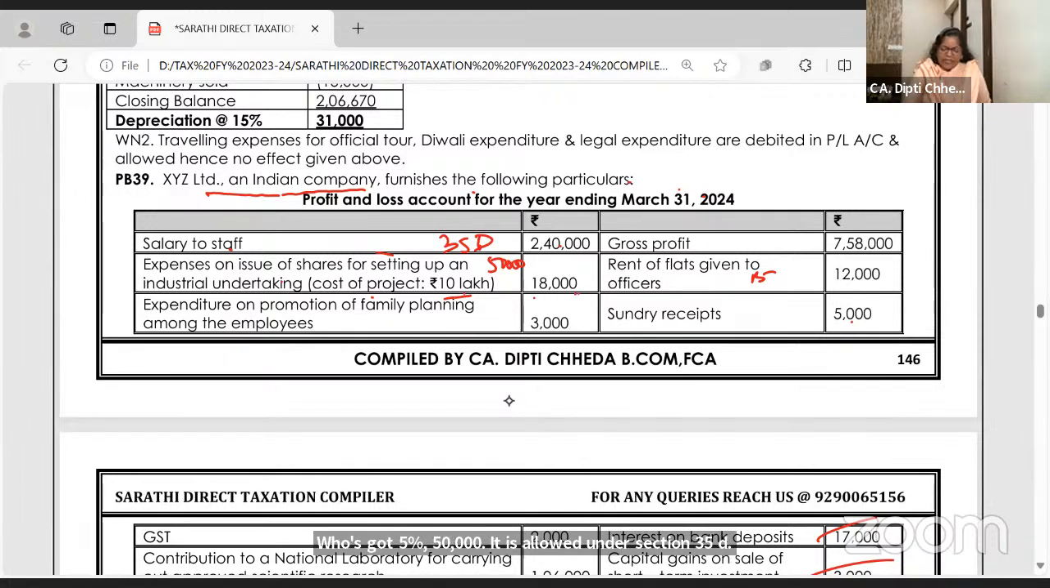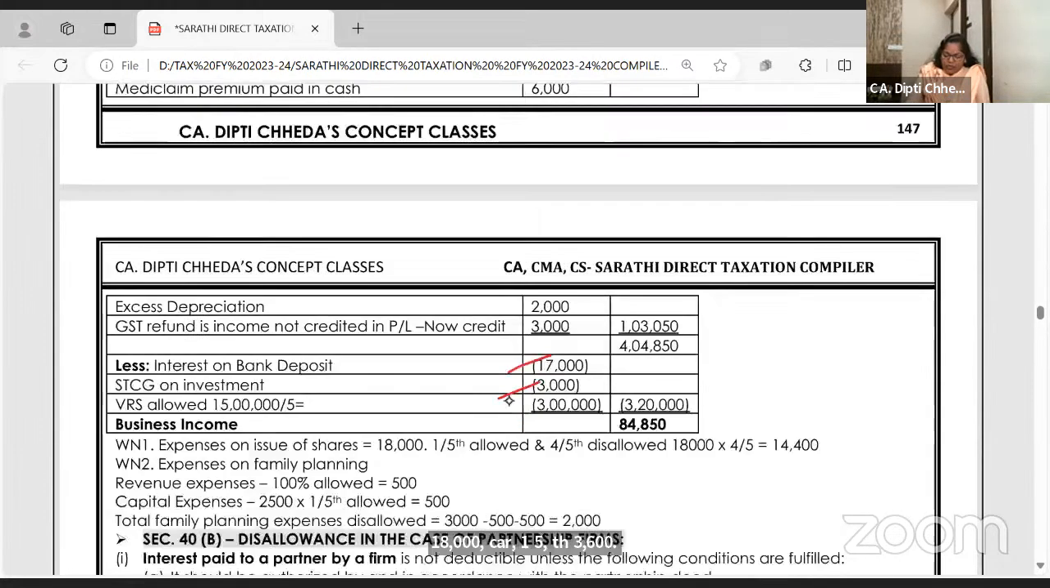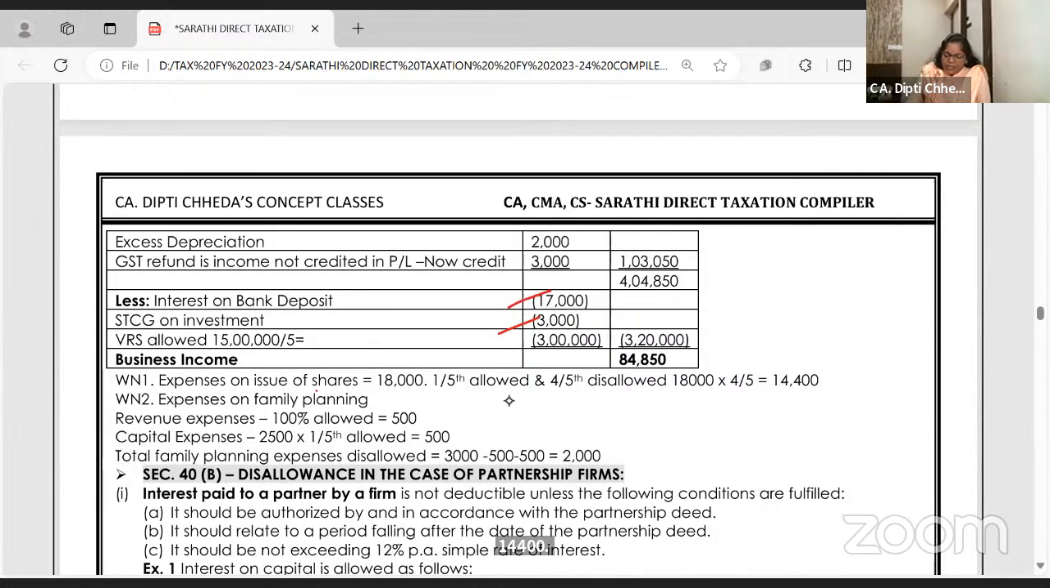So whatever is your preliminary expenditure related to issue of shares, can I allow 1/5? Pick up your calculator. 1/5 of 18,000 is 3,600, minus 18,000, so 14,400 is disallowed. Working note 1. Expenses on issue of shares, 18,000 into 1/5 is allowed, so the remaining will be disallowed. Am I going fast or is it clear?